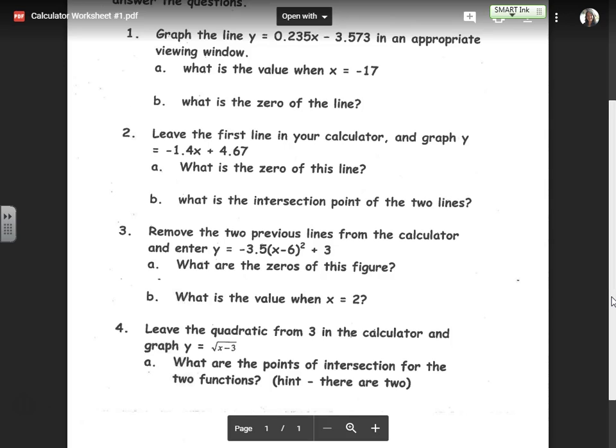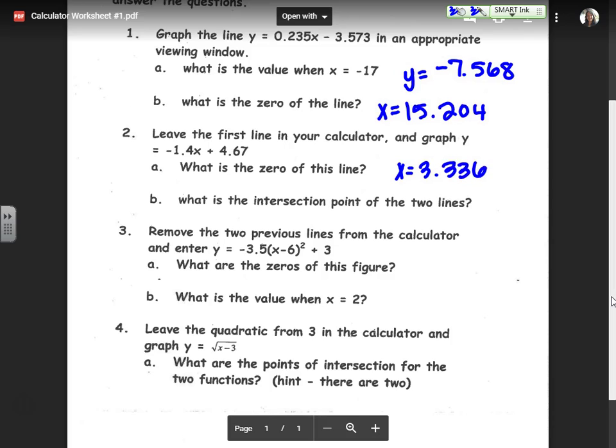Number 1, letter A, should be y equals, the value is the y value, y equals negative 7.568. Number 2, x equals 15.204. 2a, x equals 3.336. Letter B is a point, so 5.042, negative 2.388. Sorry, guys, to my left. The zeros are 5.074 and 926.